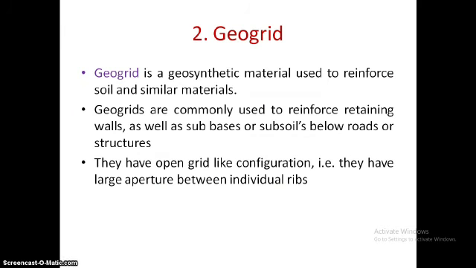Figure shows both woven and non-woven geotextile. Next is geogrid. Geogrid is a geosynthetic material used to reinforce soil and similar materials. These are commonly used to reinforce retaining walls as well as sub-bases or subsoils below roads or structures. They have an open grid-like configuration, that is, they have large apertures between individual ribs.